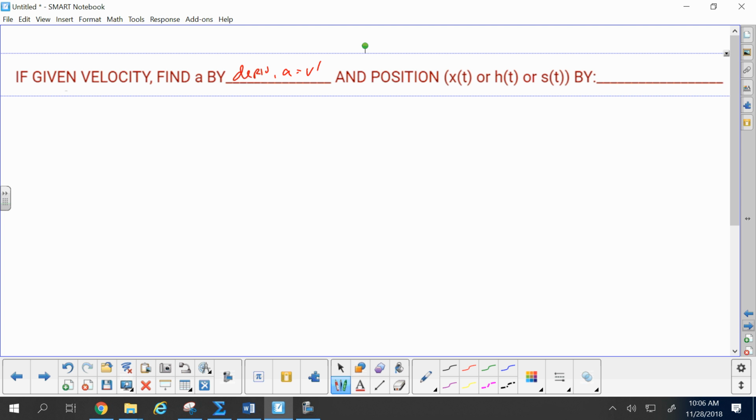How would you find position if you're given velocity? Antiderivative or integrate, and you'd have to use the initial condition to find the plus C. Okay? The minute you integrate, you get a plus C. And you have to have an initial condition to find that plus C. They will give you that. Okay?